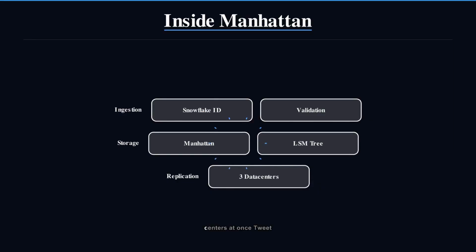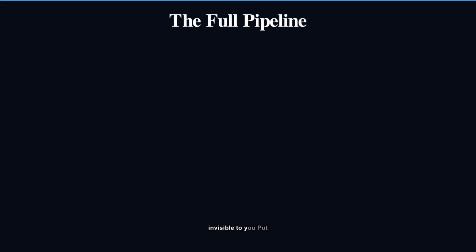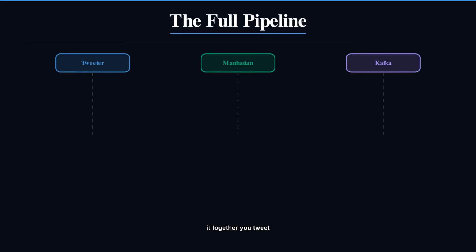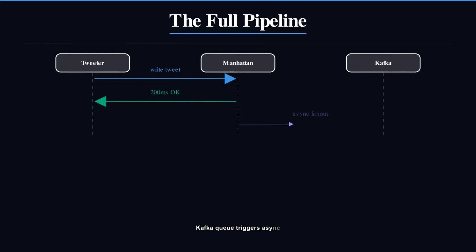Writes replicate to 3 data centers at once. Tweet creation uses strong consistency. Fan-out uses eventual consistency since a 1-second cache delay is invisible to you. Put it together, you tweet, it writes to Manhattan and returns success in under 200 milliseconds. A Kafka queue triggers async fan-out. Workers push to follower caches, unless you're a celebrity, in which case nothing gets pushed at all.